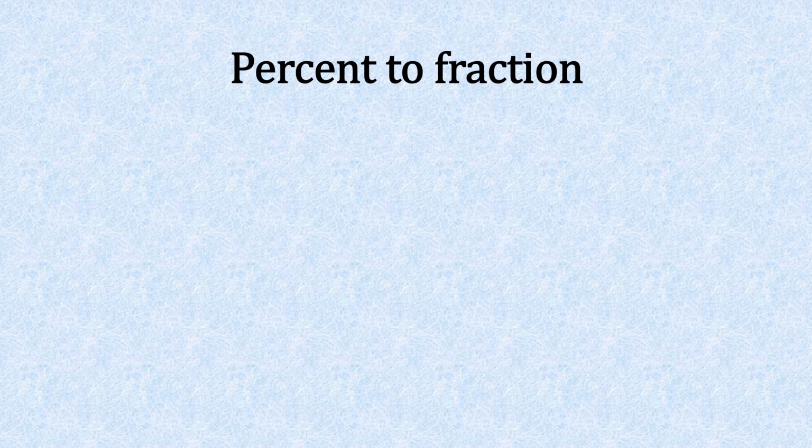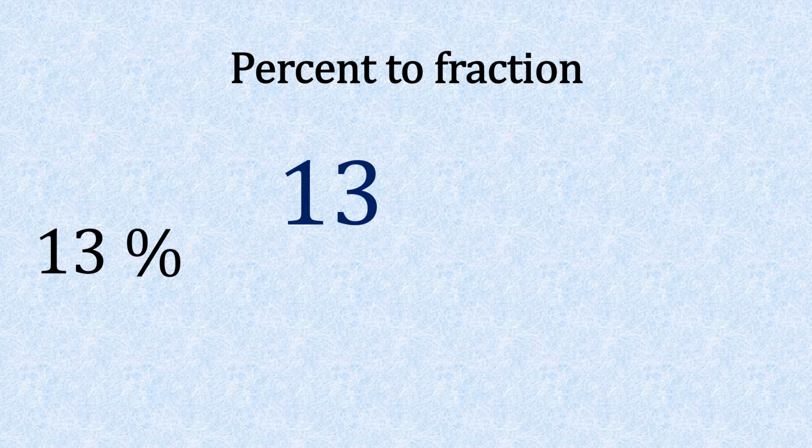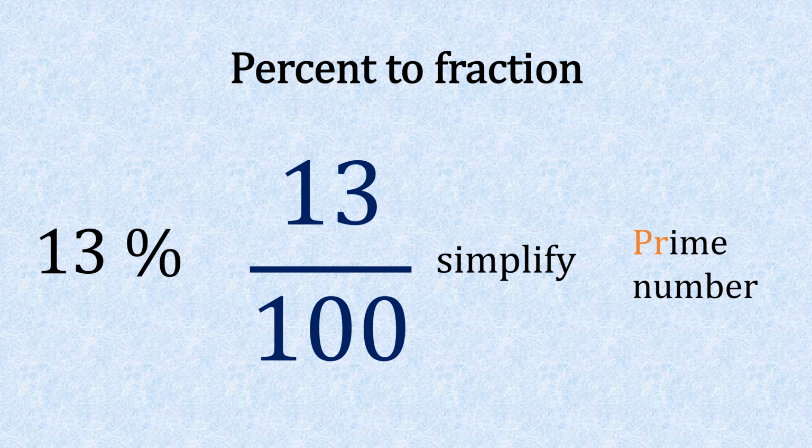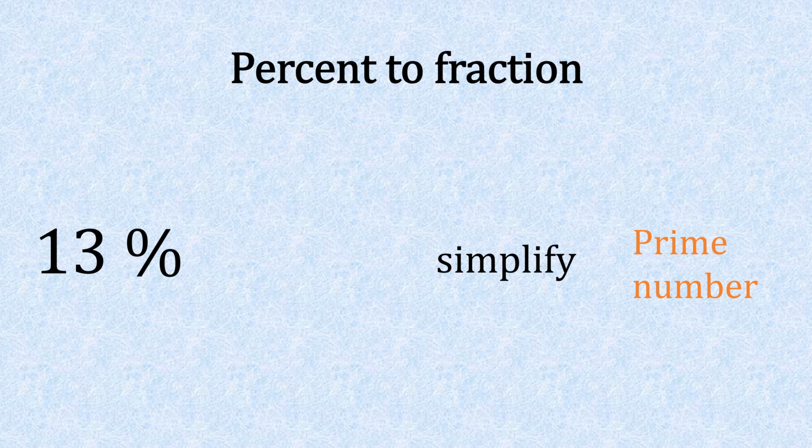So what if we now had 13%? Same thing, write 13 on the top as the numerator and 100 as the denominator. Simplify. Now what we remember is 13 is a prime number, so we won't be able to reduce it any smaller than this, so our answer is 13/100.